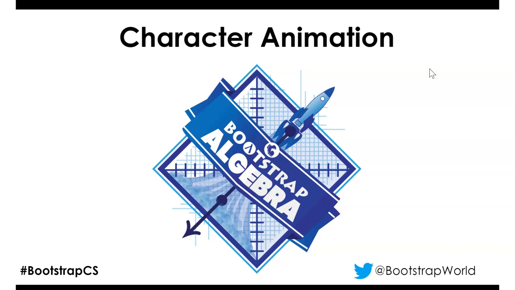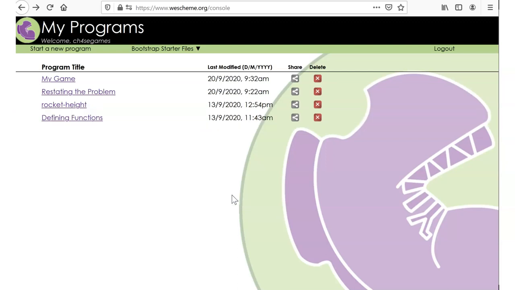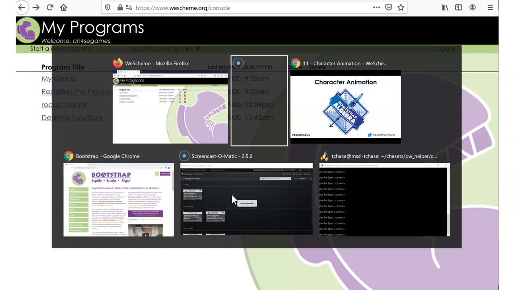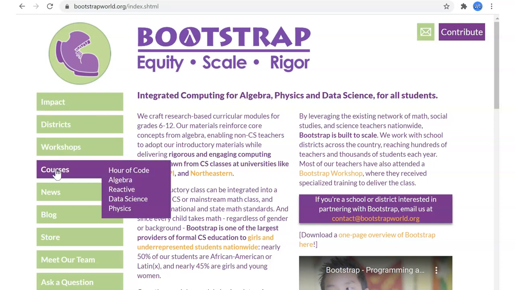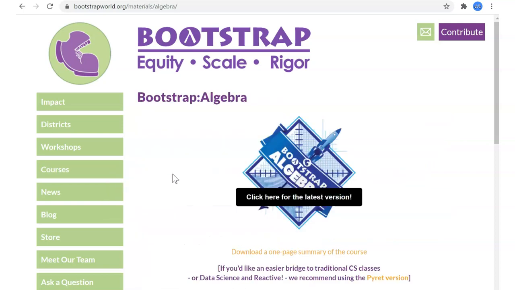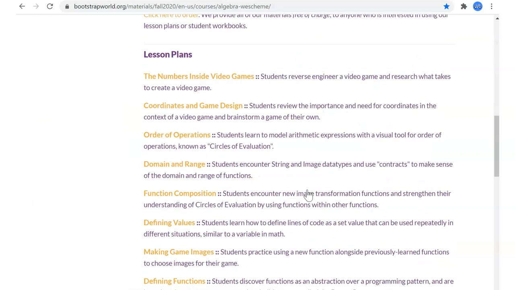So let's make sure you're set up. You should be logged into WeScheme. Please go ahead and follow along with the lesson plan at Courses, Algebra, latest version. Let's look and see what we did last time.